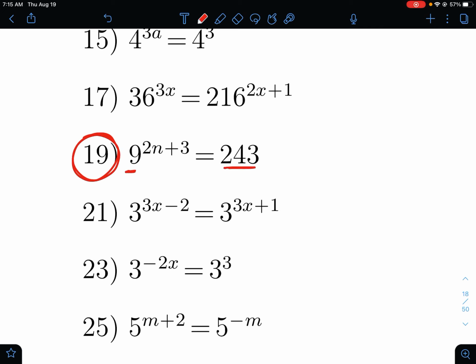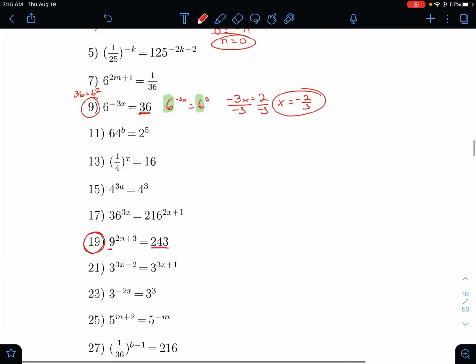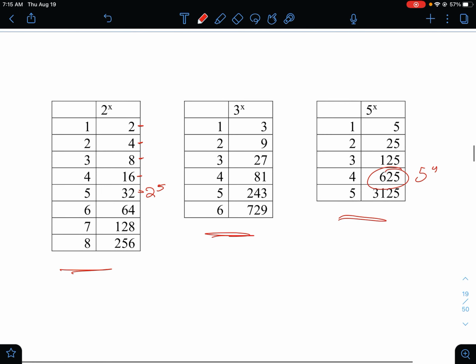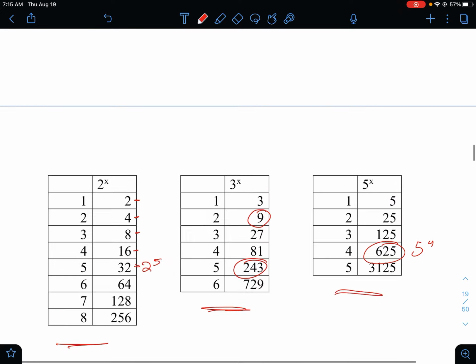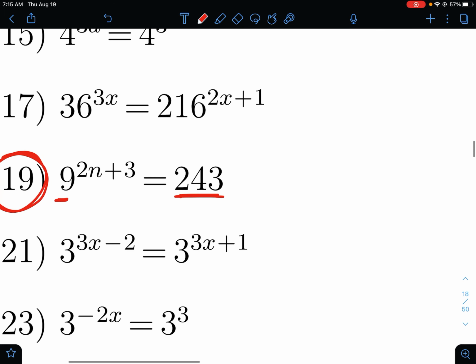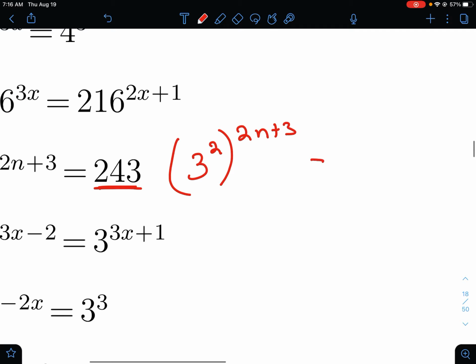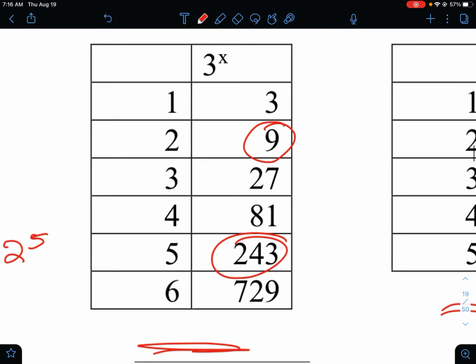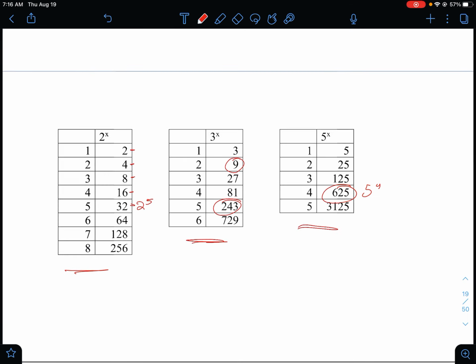So I'm looking and I have a 9 and I have a 243. So I want to try and get these in the same base here. That's a little bit tricky. So I look and I'm like, well, do any of these work? Well, I noticed that base 3 has a 9 and it has a 243. So let's put this in base 3. I can rewrite this 9 as 3 squared, and then it's 2n plus 3. And then I can rewrite this 243 as 3 to the 5th. If I look back down at my chart, 3 to the 5th gives me 243.